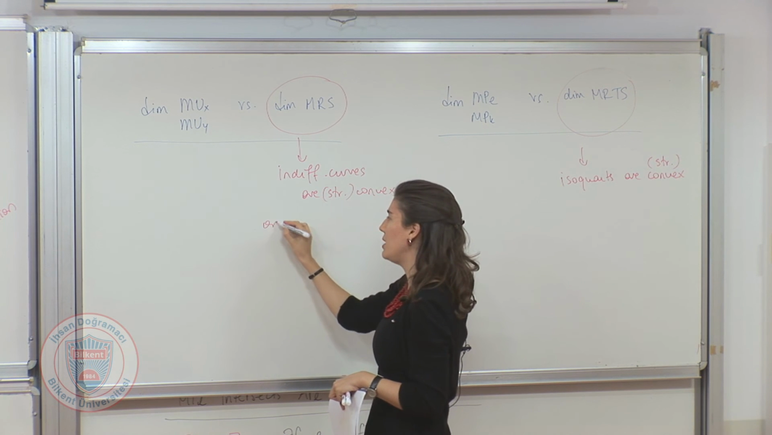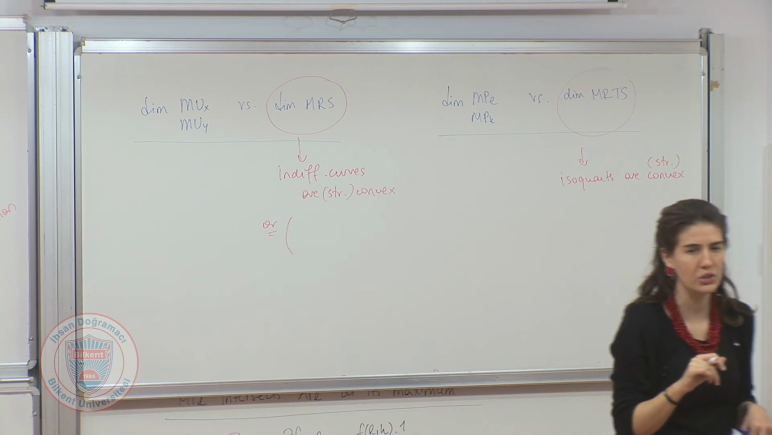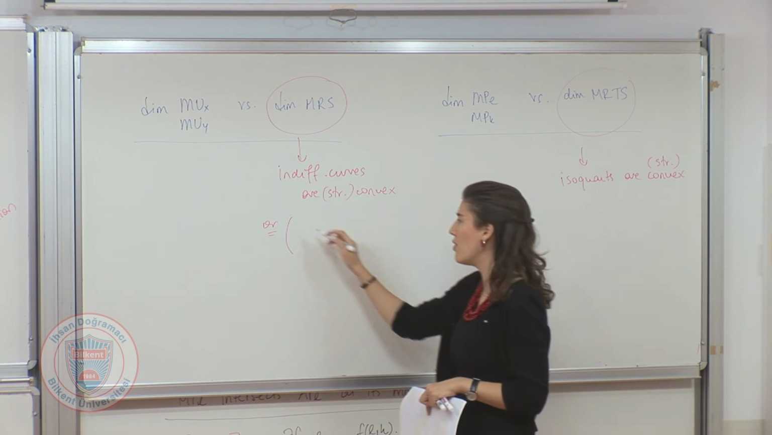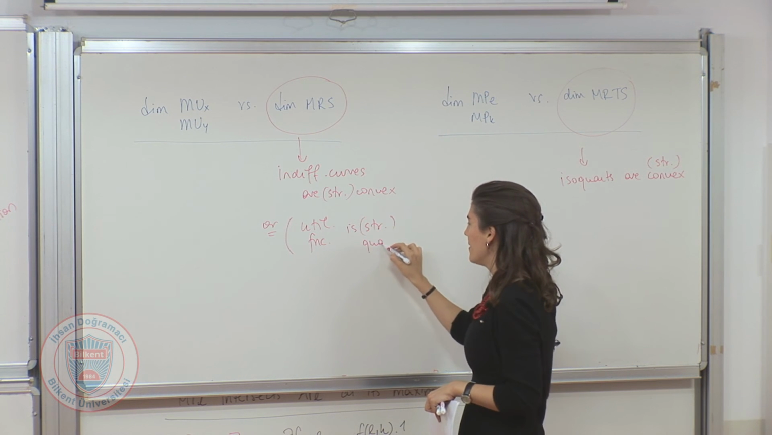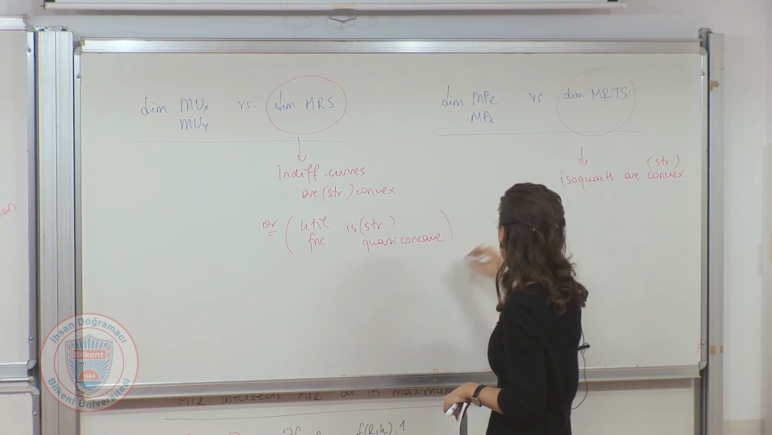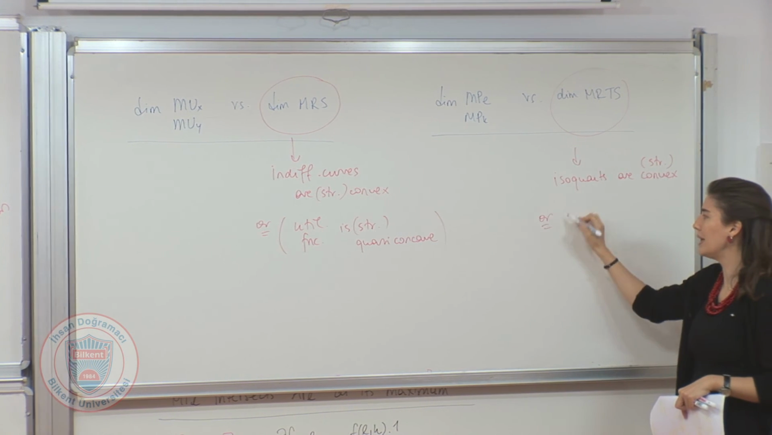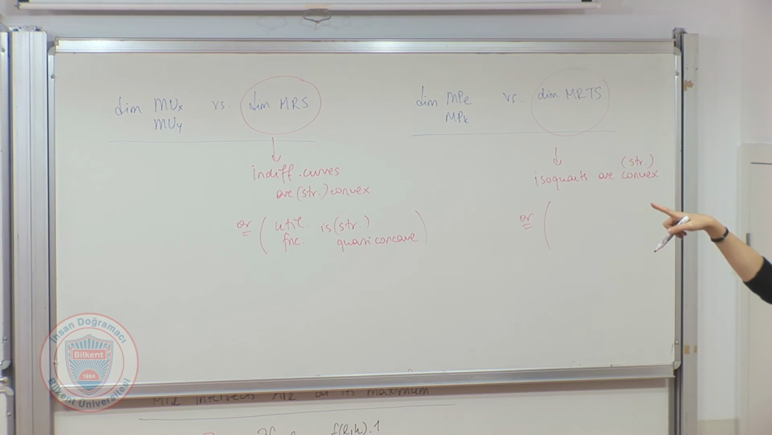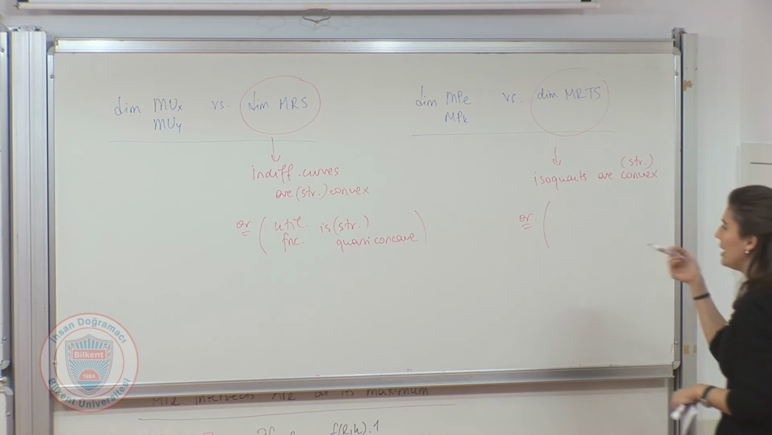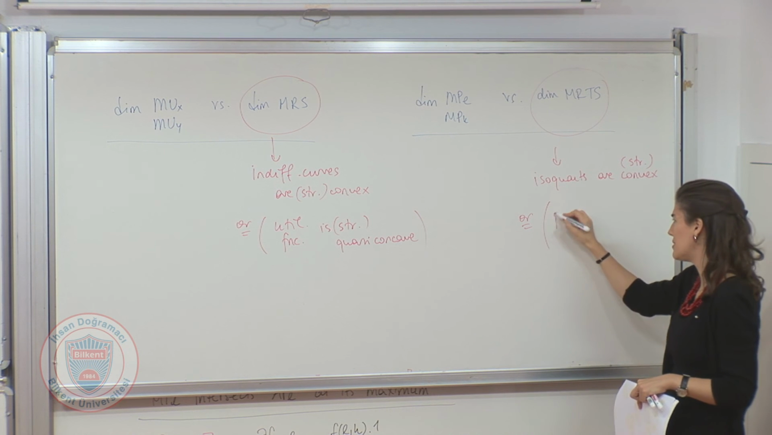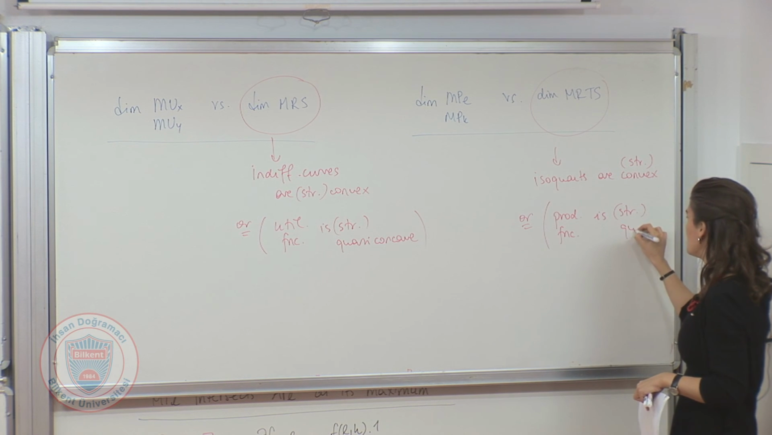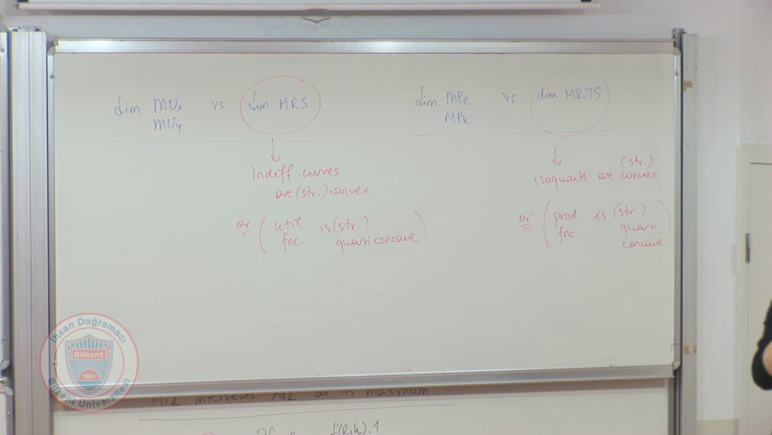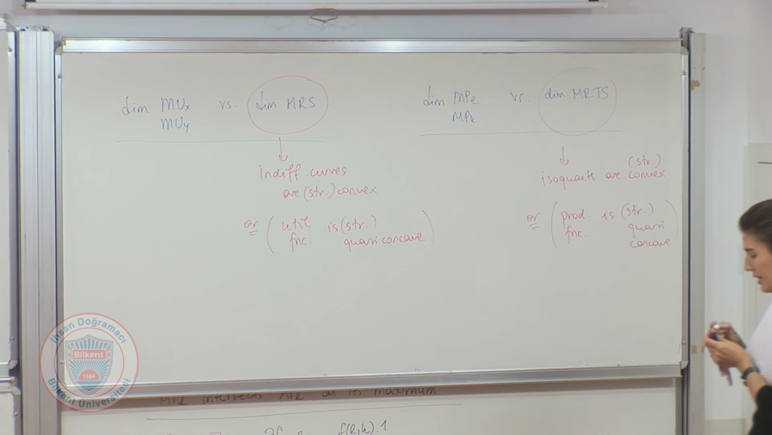Or we actually said that, what does it say about the utility function? Utility function is strictly quasi-concave, and here isoquants are convex, or we can say that this function f, the production function, is strictly quasi-concave, right? So it's similar. Production function is strictly quasi-concave, okay?